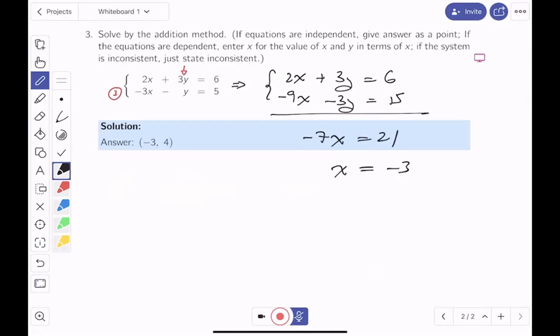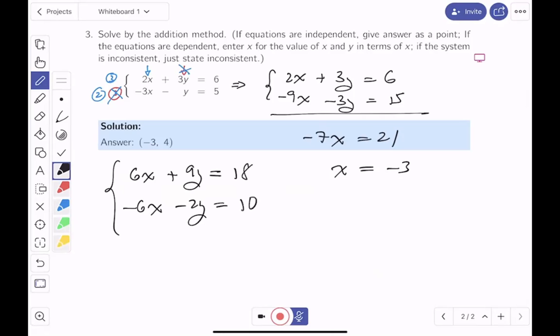Now, let's say you want to eliminate the x's in the problem. All right. Let me cross this out. We're done with that. And what would you do over there? The LCM between 2 and 3 would be 6, right? So I multiply the top by 3 and the bottom by 2. Let's go through that. And what do you get? 6x plus 9y equals 18, and minus 6x minus 2y is equal to 10.